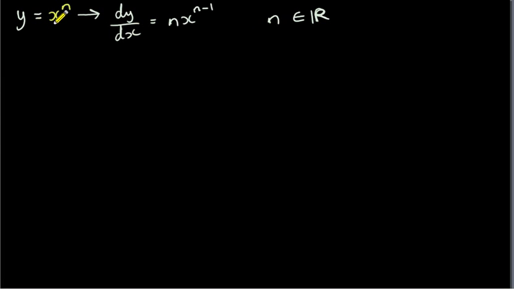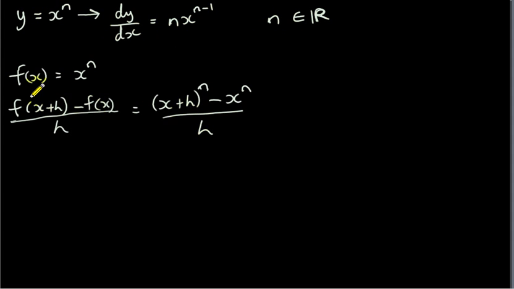y equals x to the power of n, where n is some real number. The derivative dy/dx is given by nx to the power of n minus 1. So we just multiply in front by the power and subtract 1 from the power. So as usual, we use Newton's quotient.